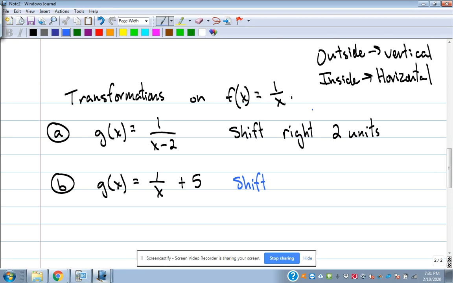Is that plus 5 inside with the x or on the outside of the fraction? It's the outside of the fraction. So outside, remember, is a vertical shift. So if it's plus 5, it's going to go up 5 units.